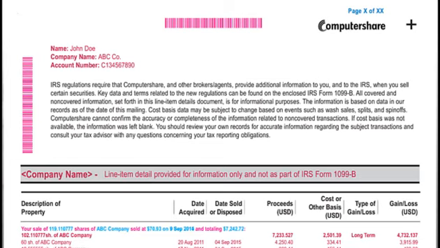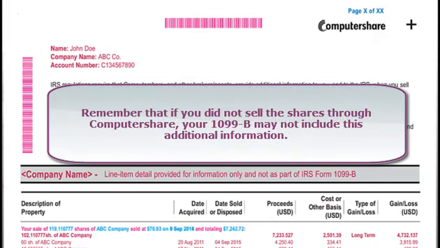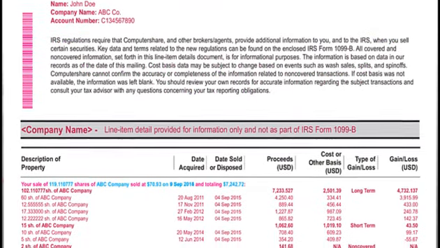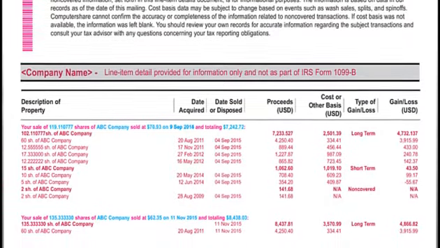The last pages of the Computershare 1099-B mailing provide you with additional information and aren't part of the IRS form. This part of the 1099-B mailing is referred to as the information statement. Computershare provides this information to help you reconcile your transactions with the amounts reported to the IRS on your behalf. Remember that if you did not sell the shares through Computershare, your 1099-B may not include this additional information. These pages show details related to the individual share lots included in the sales.